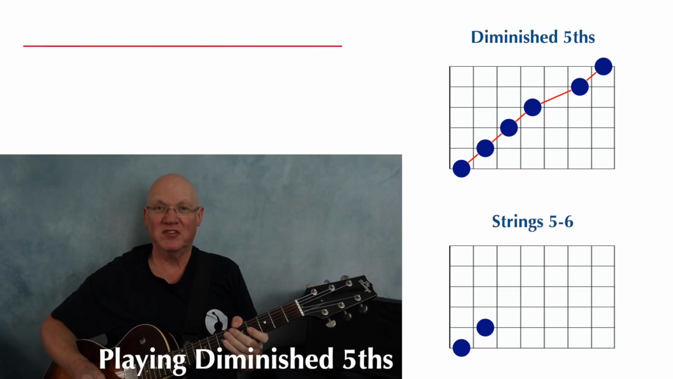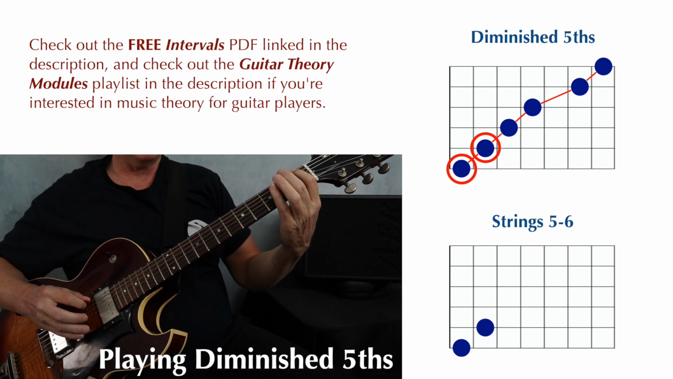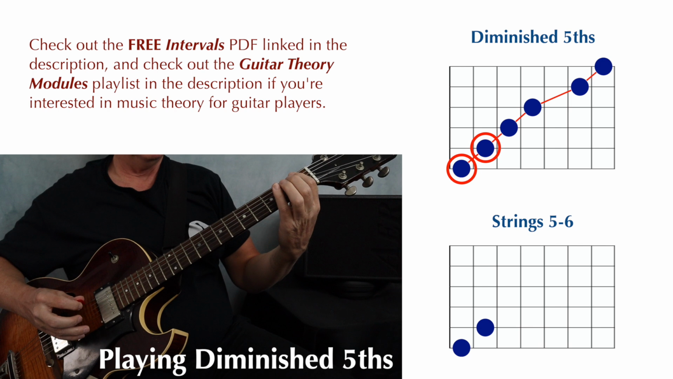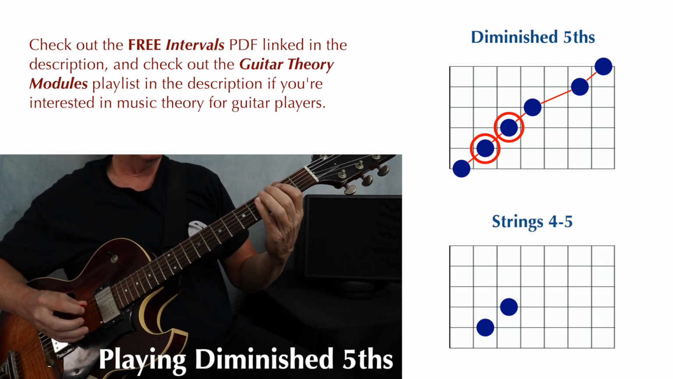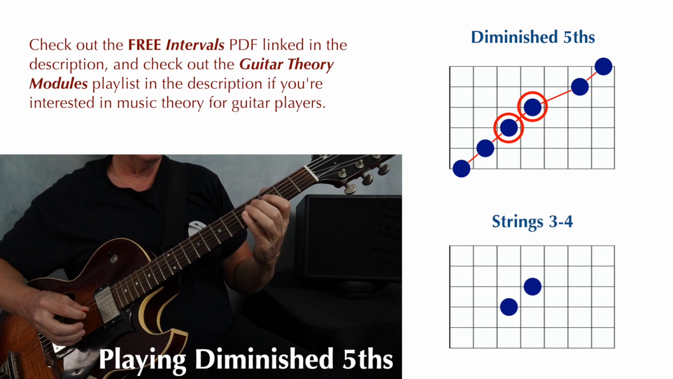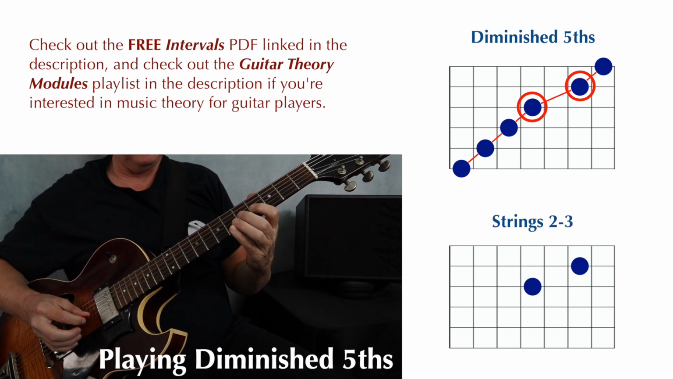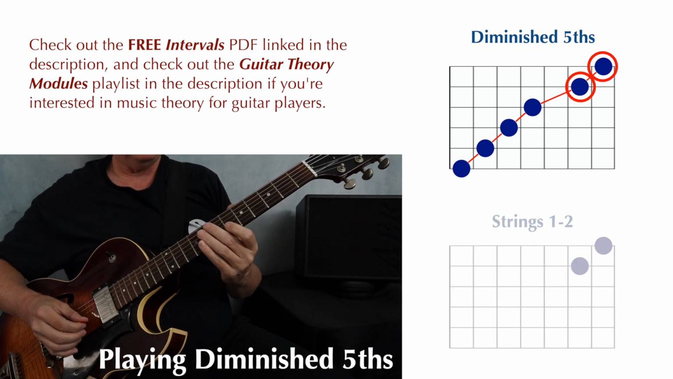And diminished fifths. String 6 moving to string 5, diminished fifth, 5 to 4, 4 and 3, 3 and 2, this is different because of the way the guitar is tuned, 2 frets distance, and strings 2 and 1.